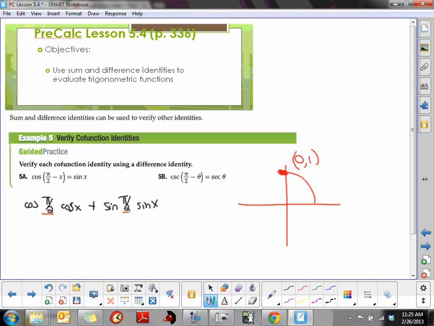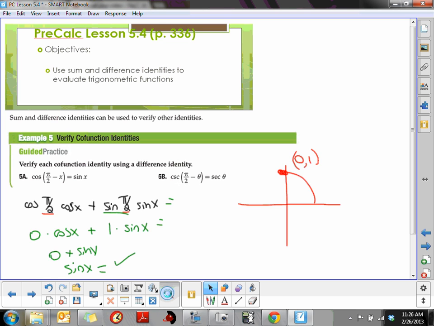So anytime we take the cosine of pi halves, this is equivalent to 0 times the cosine of x, plus the sine of pi halves, which is equal to 1, times the sine of x. That reduces to 0 plus sine of x, which is just the sine of x, which is exactly what we were supposed to show that it was equal to. So our mission is accomplished. Like I said, these go fairly quickly.